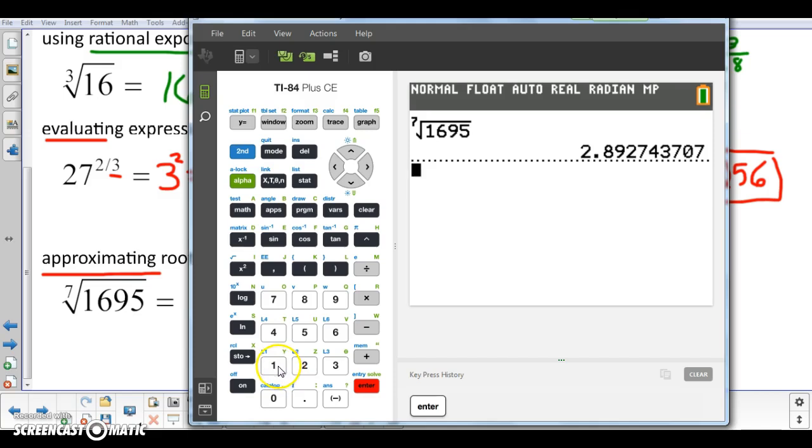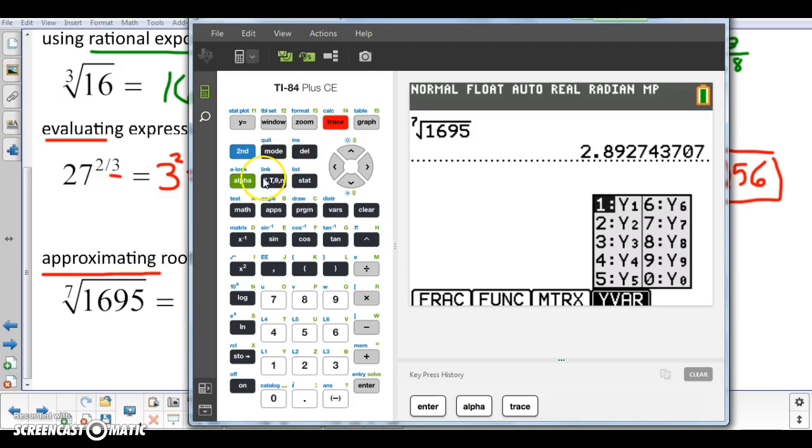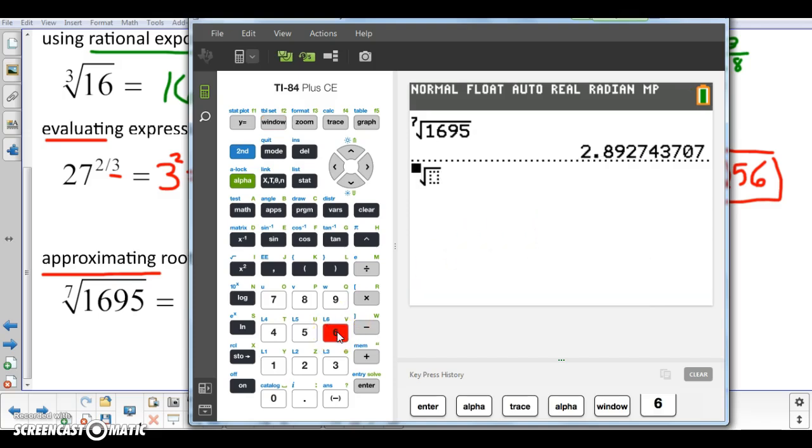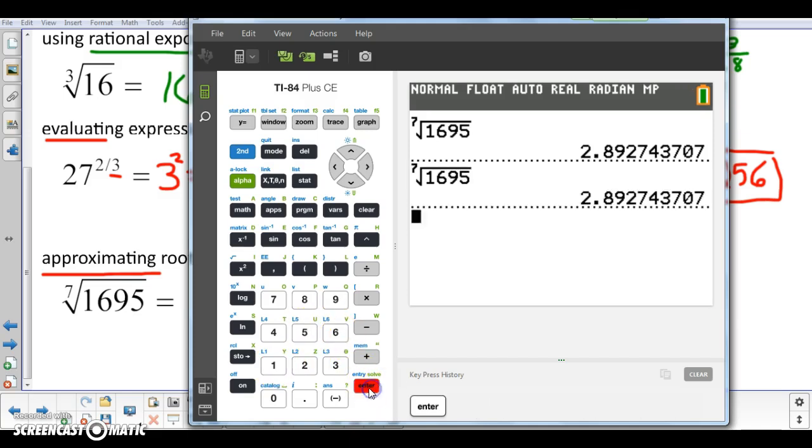The other way I could do this is, let's see, if I hit alpha F4 maybe? Alpha F2 for your newer calculators. That's where you could also get that X root option. So I choose the 6th thing. It's the same way of typing it, it's just a different way of getting there. So 1695, and enter, same value.